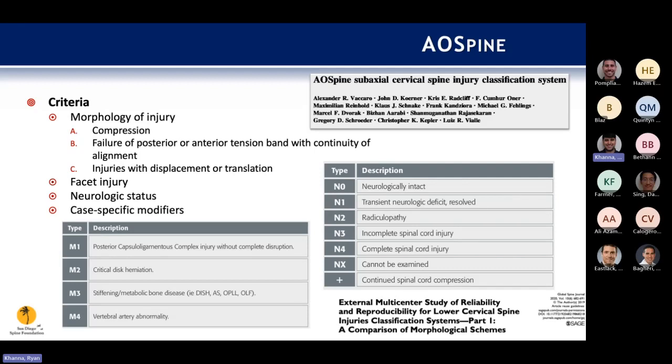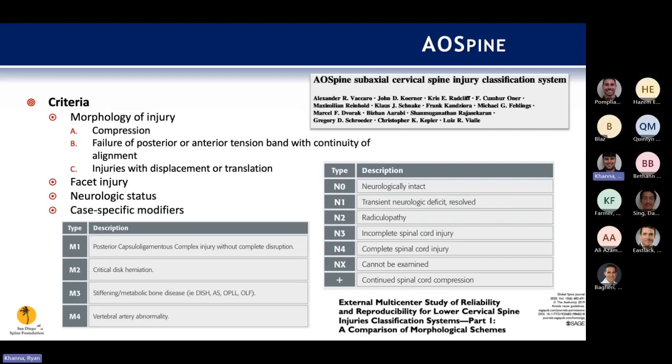And this system was based on injury morphology, instead of mechanistically like the prior systems, because in the SLIC classification, users had difficulty agreeing on injury mechanism. In this group, they came up with a classification based on 4 different criteria.